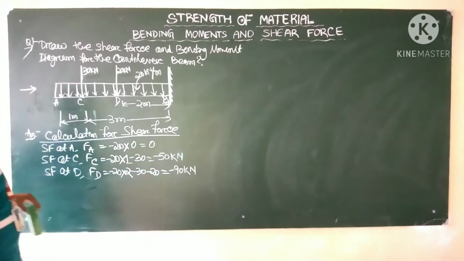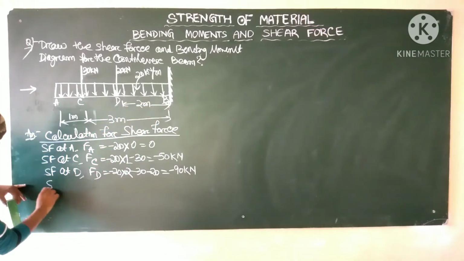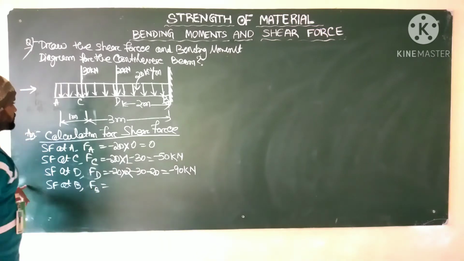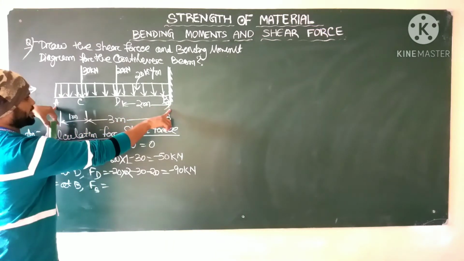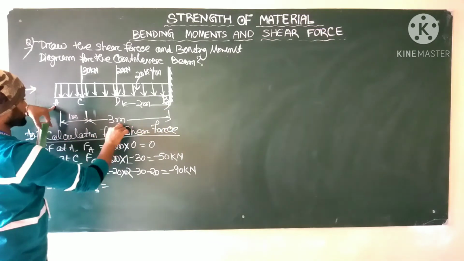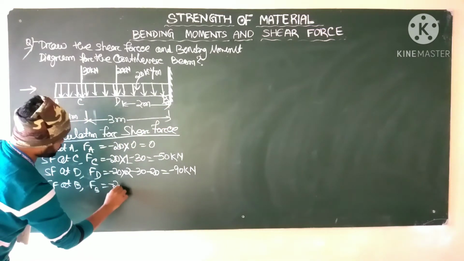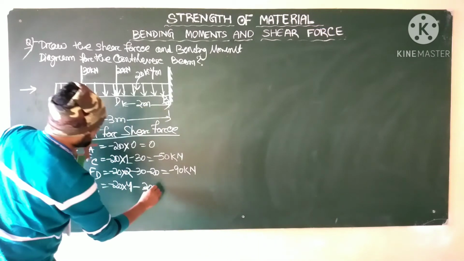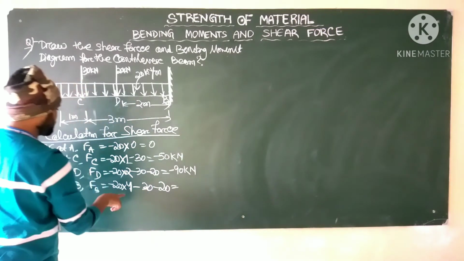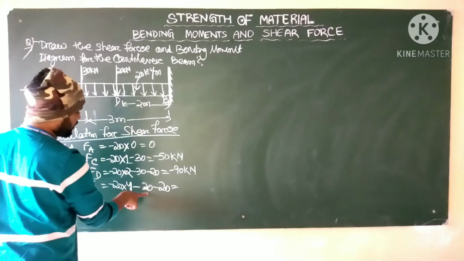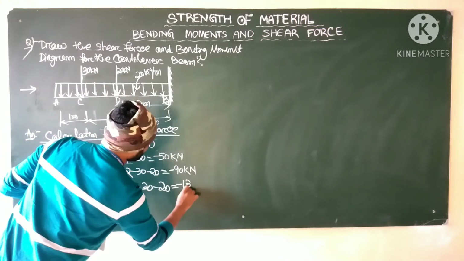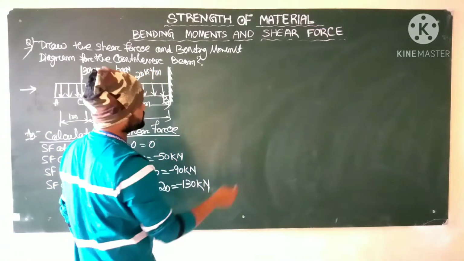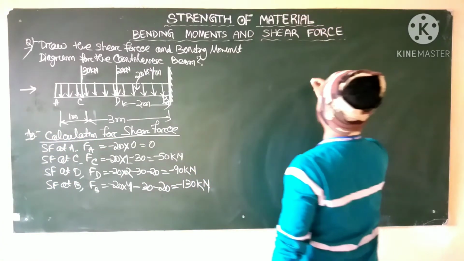Minus 90 kN. Next, after D, point B comes. So shear force at B, that is FB equal to. Now the UDL is total A to B. From A to B the distance is 3 plus 1, 4 meter. So minus 20 into 4 minus 30, as it is minus 20. So how much? 20 into 4, 80. 80, 30, 110. 110 minus 130 kN. So we will draw the shear force diagram. For that, first we will draw the question.